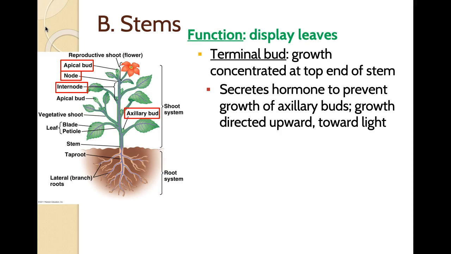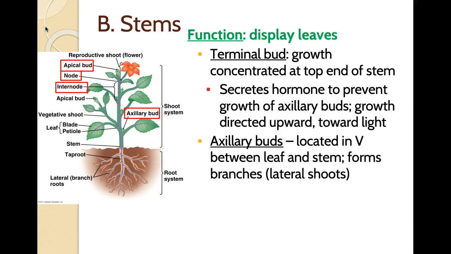Now, what are the auxiliary buds? These are buds that are located in the V shape between the leaf and the stem, and you can see this in the picture to the left. It forms branches or lateral shoots. So this zone allows the plant to grow outward or be bushy versus being tall.